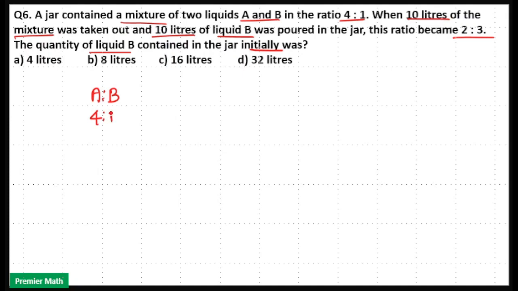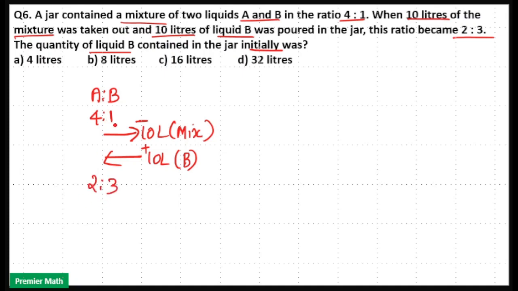Initially A and B are in the ratio 4:1. A person takes out 10 liters of mixture from it, that is negative, and he adds 10 liters of liquid B to it, that is positive. After these two processes, the 4:1 ratio becomes 2:3. So we need to find the initial quantity of liquid B present in the jar.